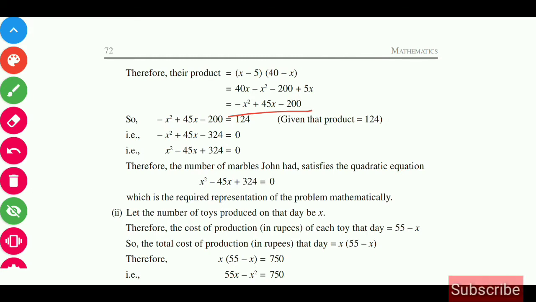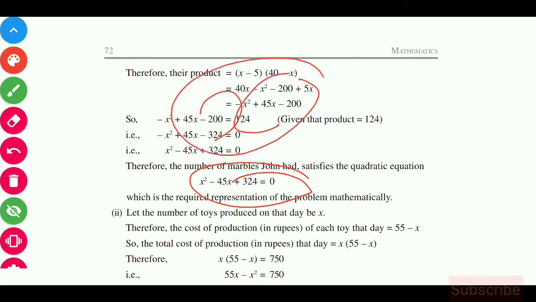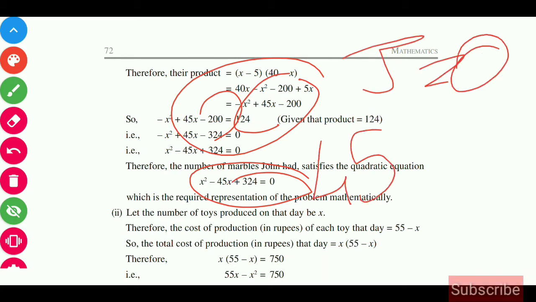Now we bring this equation into the standard form of a quadratic equation, that is ax square plus bx plus c equals 0. So let this be the required mathematical representation of the problem. Now when we solve this equation by the method of factorization, you will get the value of x. After getting the value of x, we will conclude that John had that many marbles, and subtracting that x value from 45, we will get the number of marbles with Jivanti at the initial stage.